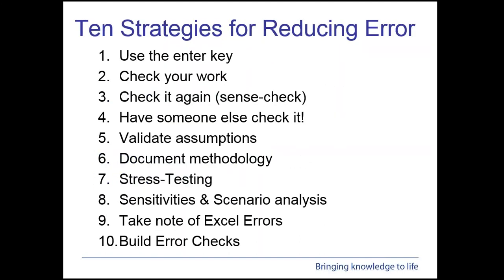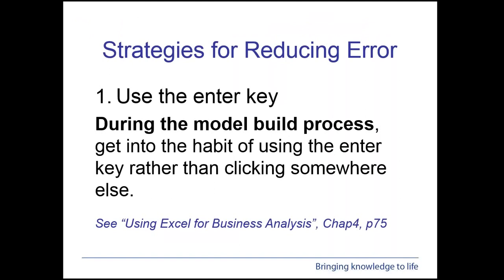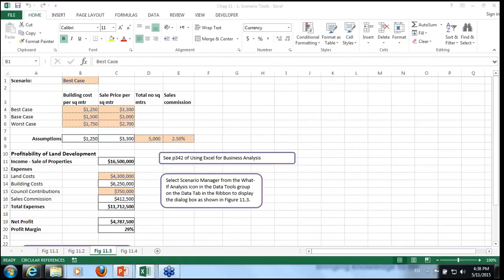So what I'm going to be taking you through today is 10 strategies that I found that really help you to reduce the possibility for errors in your financial model. Firstly, we're going to talk about some techniques when you're building your financial model. And number one is using the enter key. While you're actually building the model, get into the habit of using the enter key rather than just clicking somewhere else. Now, that might be a little bit difficult to visualize, so I'm going to flick over to Excel now and show you what I mean by that.